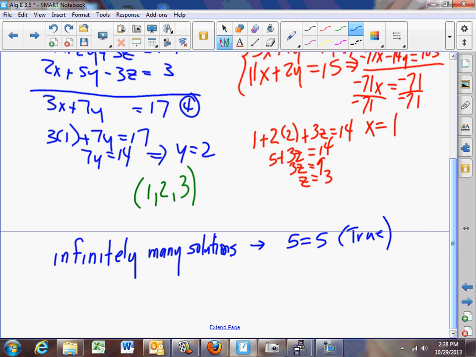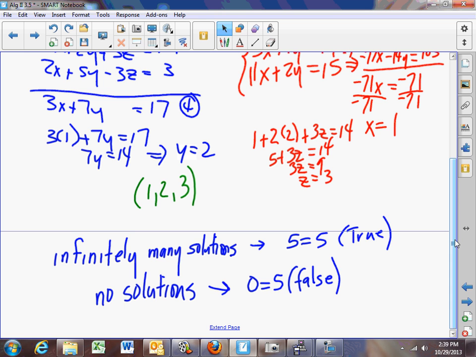The other thing that can happen is you can get no solutions. Now, no solutions occurs when the third variable goes away at the same time the second variable goes away, and you get an equation like 0 equals 5. Now, this equation is always false. It does not matter what x is. 0 will never be equal to 5, so there will be no solution. So when you get an equation with no variables that's true, you have infinitely many solutions. When you get an equation with no variables that's false, you have no solutions.